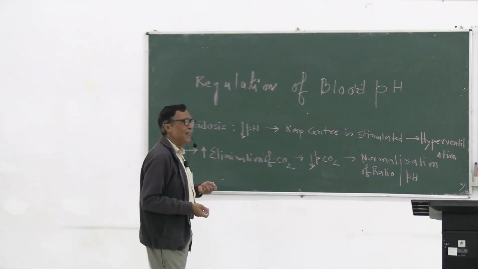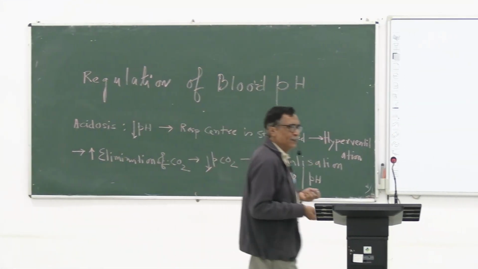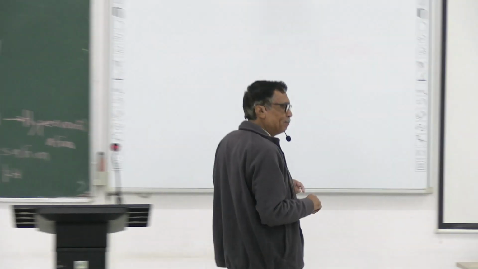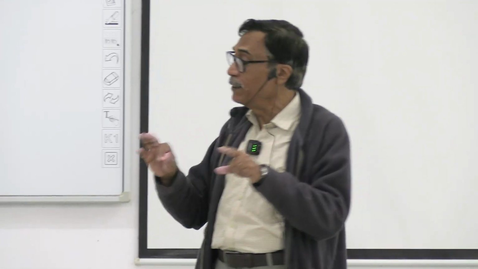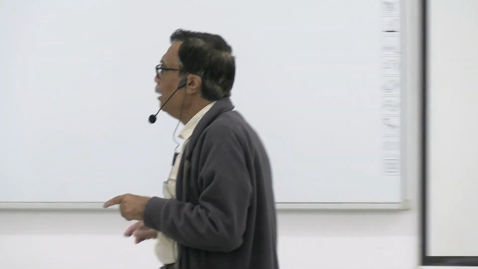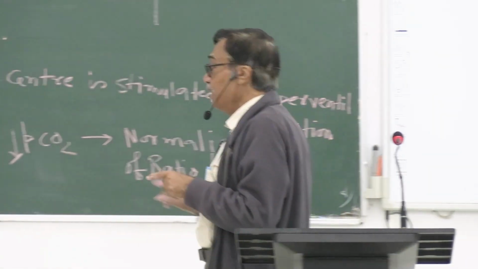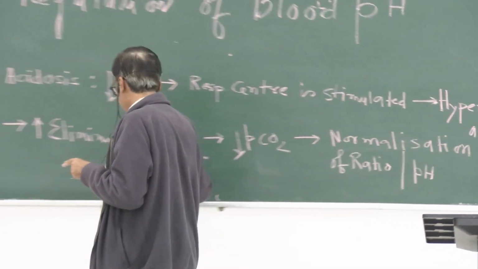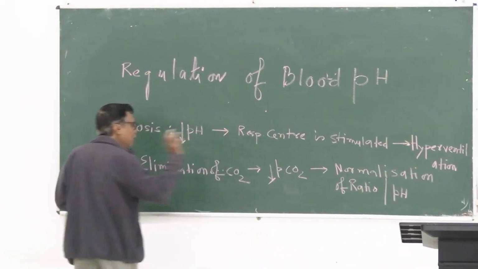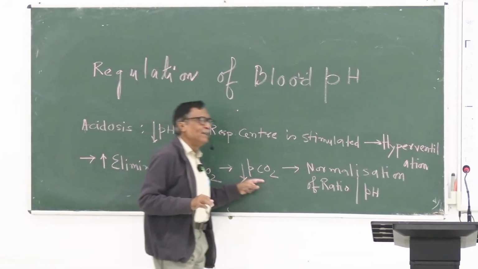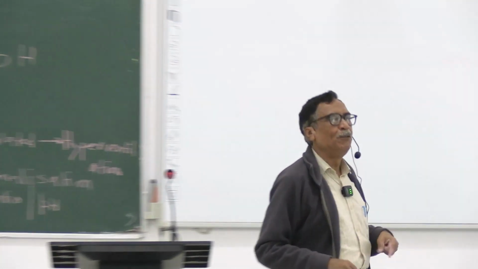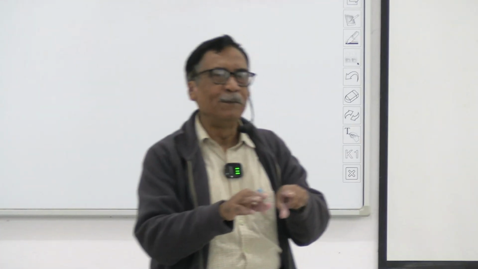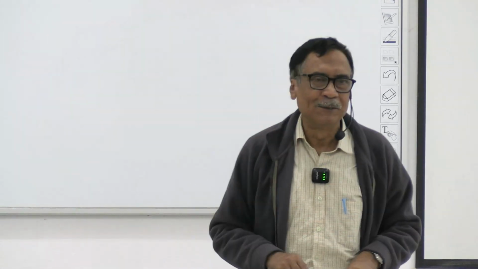What happens in acid load or acidosis? In acidosis pH will decrease. First of all, pH will be decreased, and then stimulation of the respiratory center, then elimination of carbonic acid in the form of CO2. That means PCO2 will be lowered, and if the PCO2 will be lowered, pH will be raised. The low pH becomes normal pH.